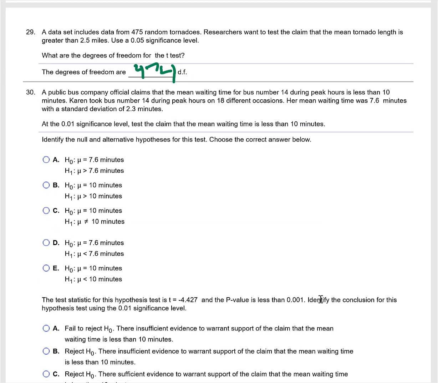And then we're going to write some hypotheses again. A bus company official claims the mean waiting time for bus number 14 during peak hours is less than 10 minutes. Karen took that bus on 18 different occasions, and her mean wait time was 7.6 minutes with a standard deviation of 2.3. At the 0.01 significance level, test the claim that the mean waiting time is less than 10 minutes. So what's the null and alternative? Okay, so we don't look at Karen's data when we write the null and alternative. We look at what the claim was, and the claim was that it was less than 10 minutes. So therefore, the null and alternative hypotheses are going to be E.